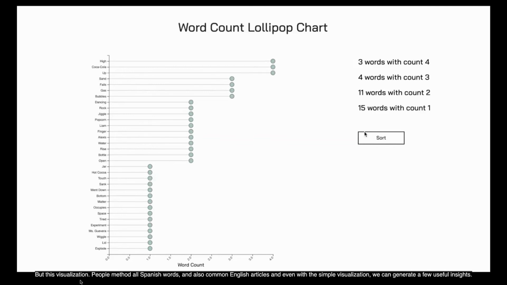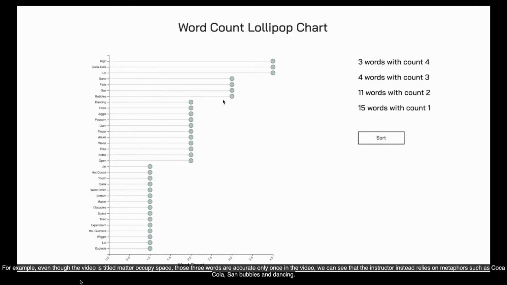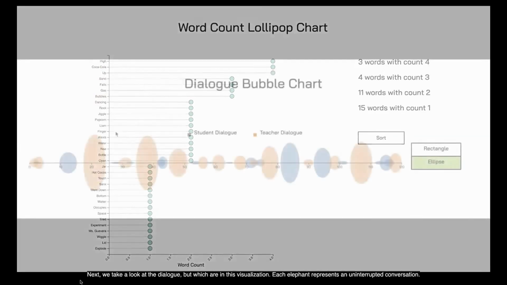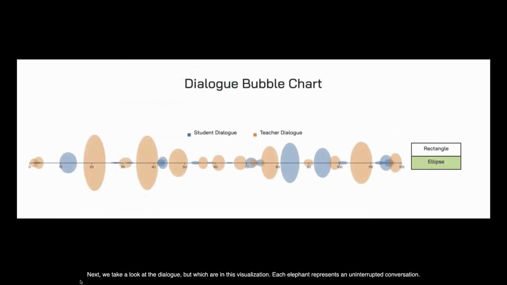Even with this simple visualization, we can generate a few useful insights. For example, even though the video is titled Matter Occupies Space, those 3 words are uttered only once in the video. We can see that the instructor instead relies on metaphors such as Coca-Cola, sand, bubbles, and dancing. We can also see a few names being uttered in the video, but we don't see that all students' names are spoken.